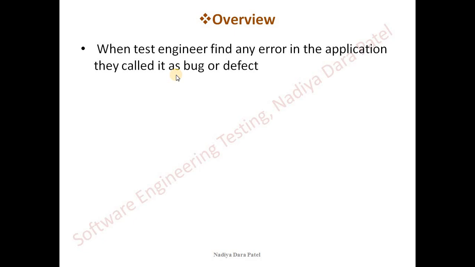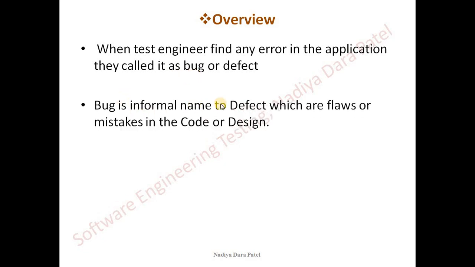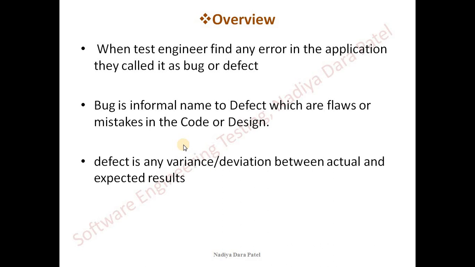But what will happen if you find some unwanted part in your system, or something which is not required, something which is not making your system up to the mark, something which is degrading the quality of your system? What should we formally call it? Sometimes some people call it a bug or some people call it a defect. Bug is an informal name for defect, which are flaws or mistakes in the code or design. Defect is any variance or deviation between the actual and the expected result.